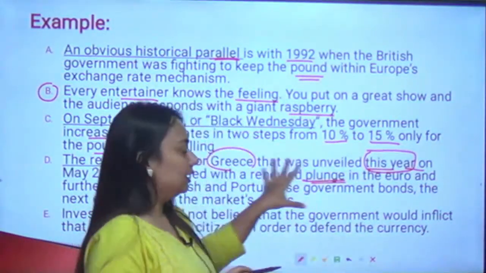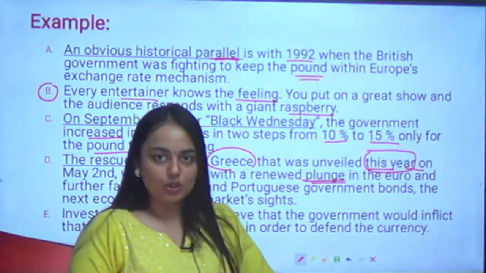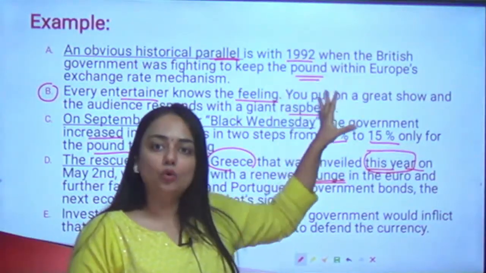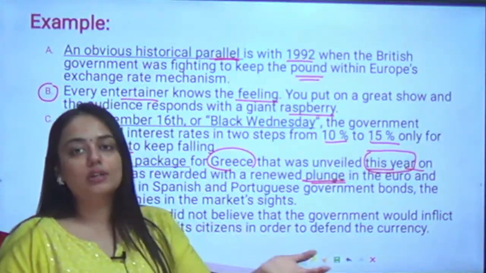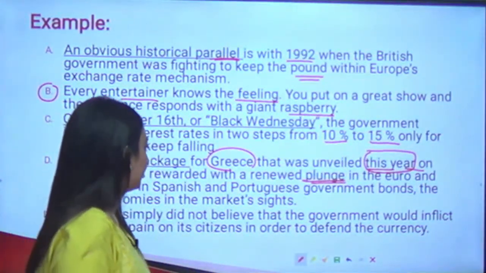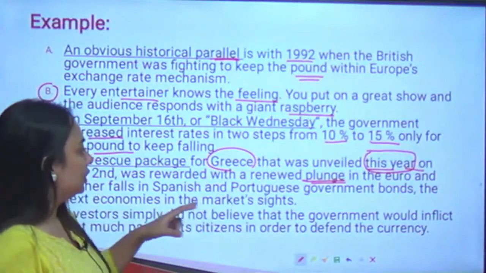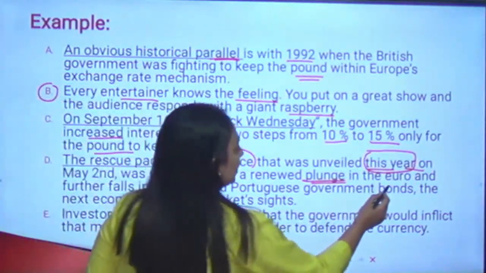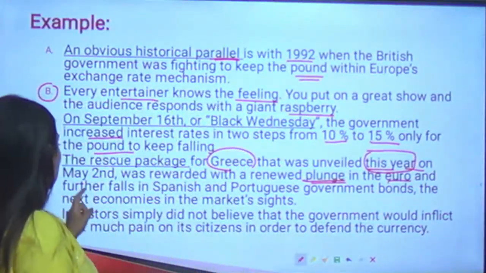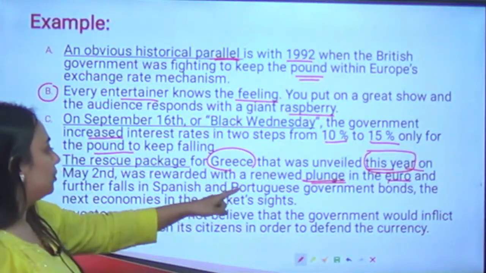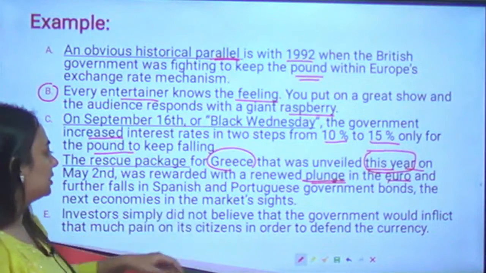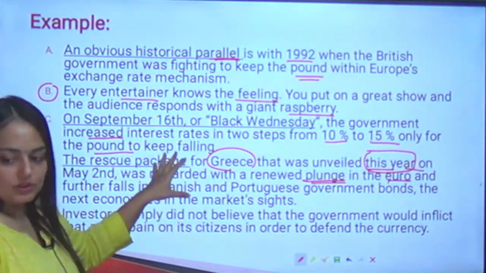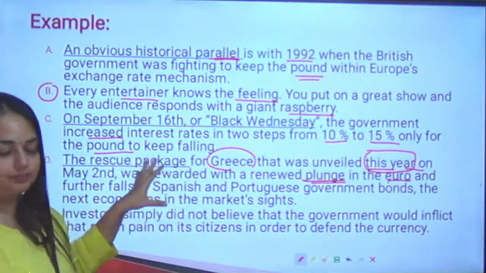So clearly, Greece is the present situation, and the Europe and the pound example we just took was to draw an analogy or see a parallel. With a renewed plunge in the euro, it's talking about the euro, not the pound, and further falls in Spanish and Portuguese government bonds, the next economies in the market's sights. Okay, so this was about Greece.